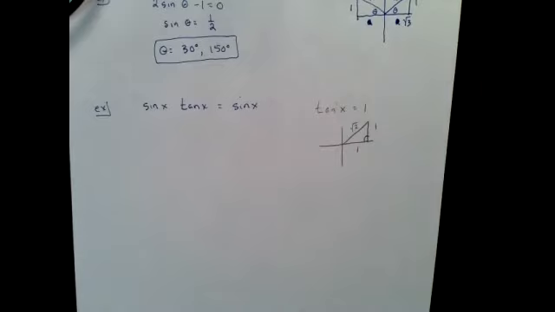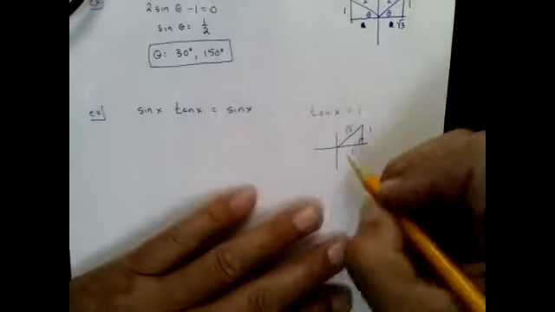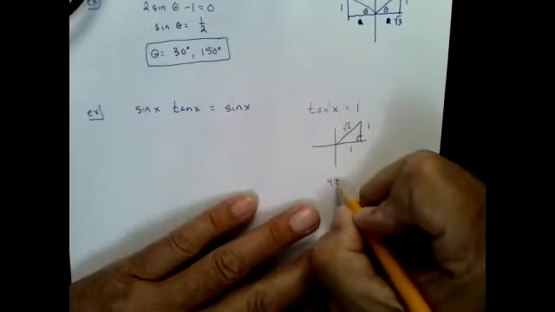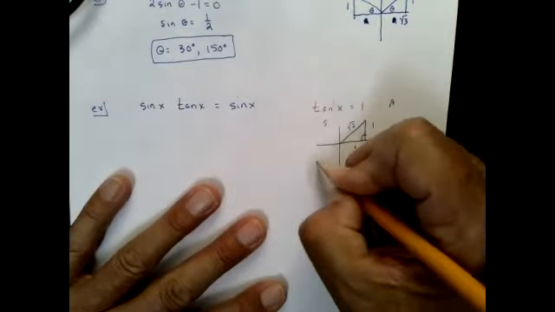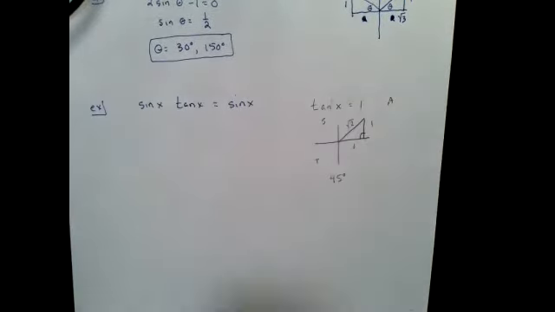1 over square root of 2? 45, yeah, that's the 45. So I know one of my answers is 45. All Students Take Calculus: now I'm over here in the third quadrant. What would my second answer be?